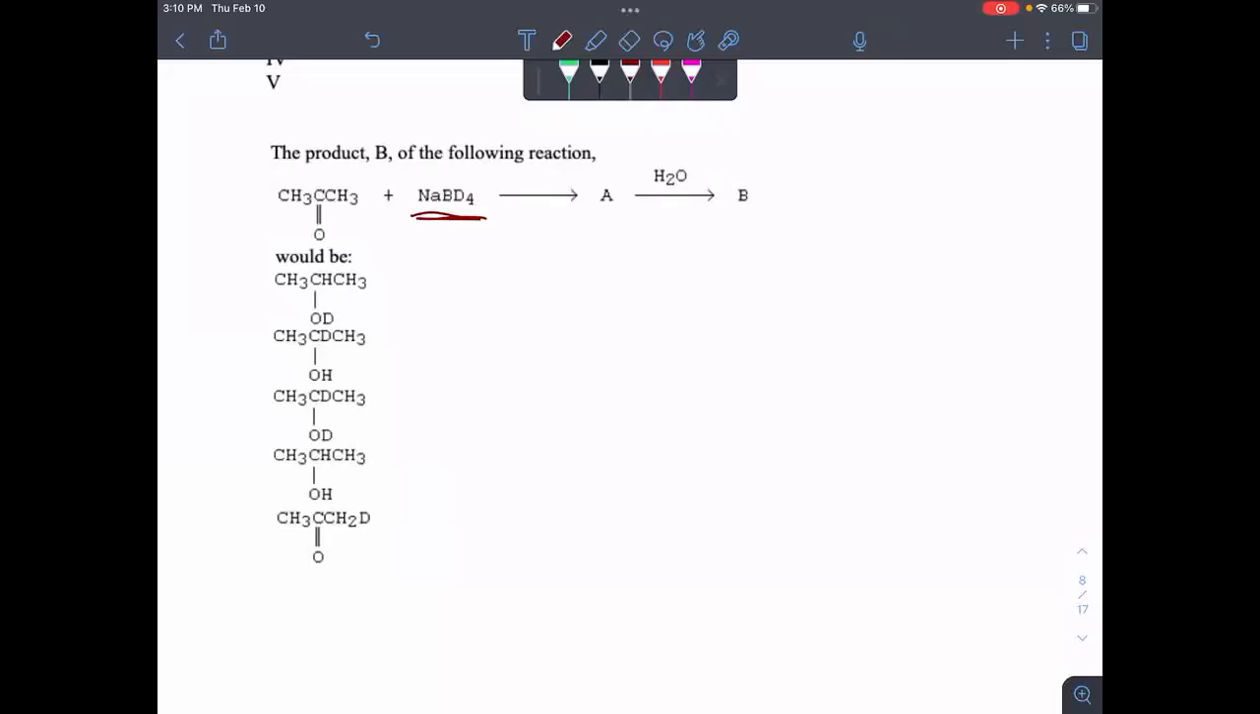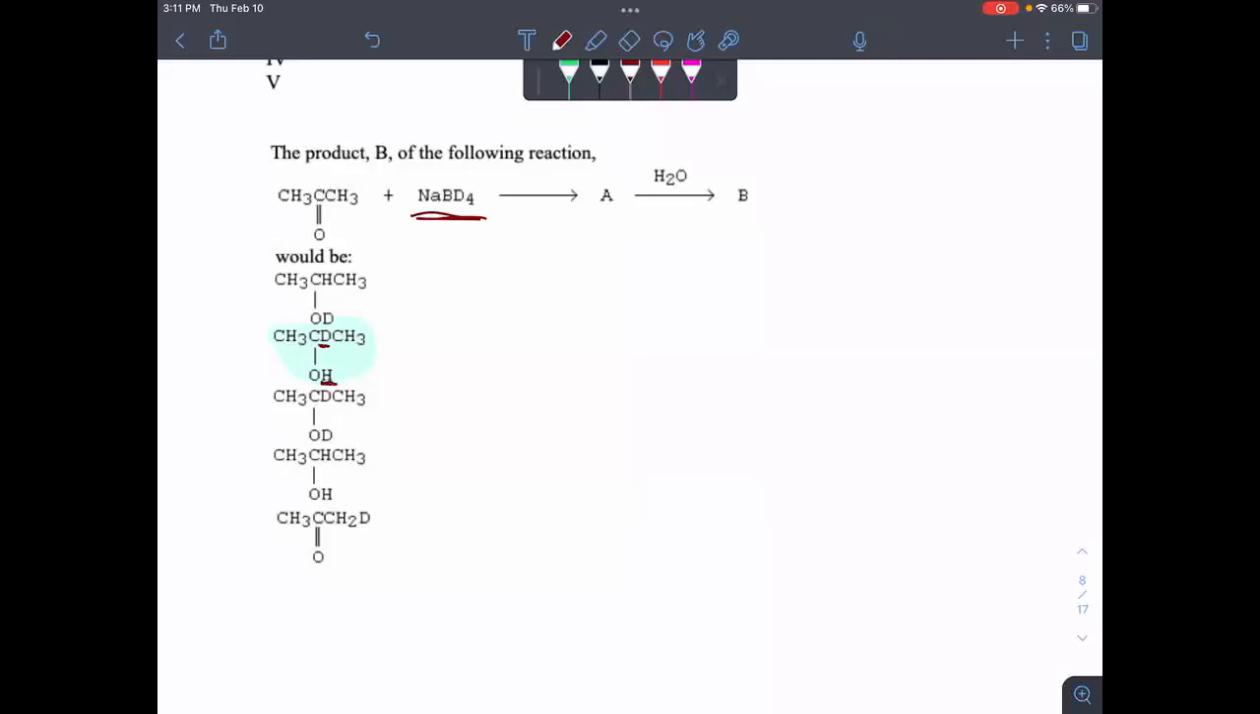Second one. Yeah, it would. And how do you know it's the second one? I wanted to say just by looking at it, but I guess the D adds to the C, and then the oxygen just gets protonated by whatever water or acid.